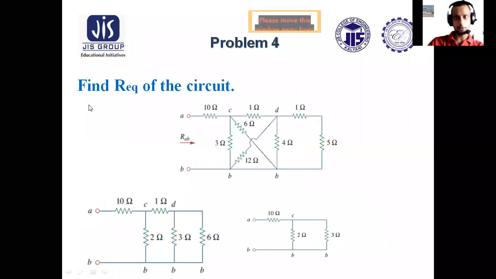Now let us move to the next problem. Find REQ for this problem. See, there is a trick in this problem. What the trick is, we will discuss.